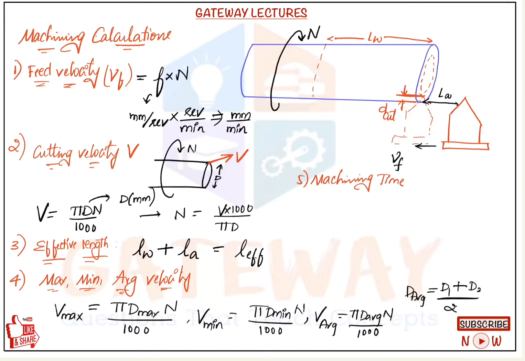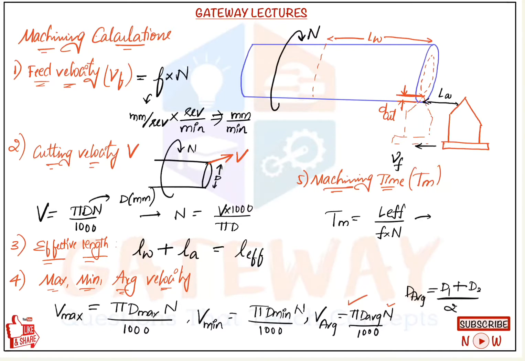One more important thing to note in these numericals: whenever a cutting velocity is set as, say, 30 meter per minute, and the question doesn't mention that it is a maximum or minimum or anything, then we need to assume it as average velocity. So we need to assume it as average velocity, calculate d average, and from that calculate the value of n. And the last term is machining time, denoted by Tm. The machining time is nothing but L effective upon feed velocity. Feed velocity is F into N.